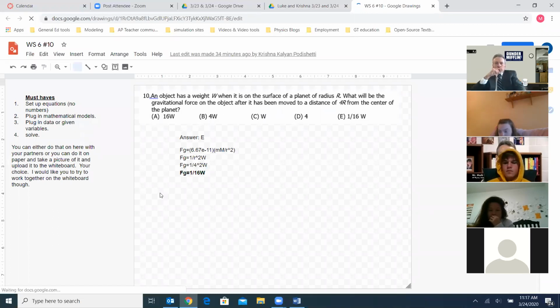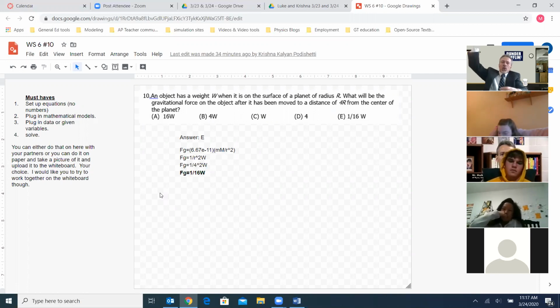Okay, so for this one, it says that on some planet, this object has a weight of W, and the planet has a radius of R. We're going to now pick this object up and move it a distance so it's now 4r from the center. Remember, the new equation for gravity is an inverse square relationship. So if you move it further and further away, the force goes down, but it doesn't go down just as a factor of r, it goes down as a factor of r squared. So if it goes to 4r, now it's going to be 1 over 16 r squared. So that's exactly what they did here, and they got an answer of E. It's 1/16 the weight. Nice.